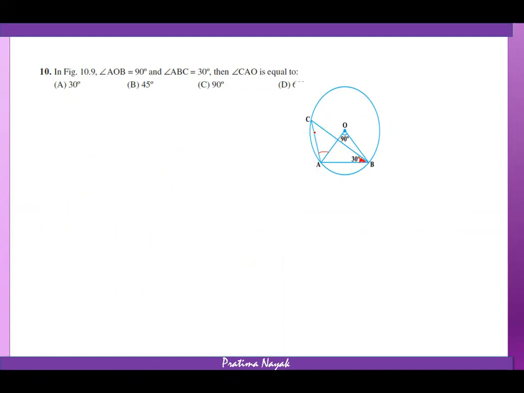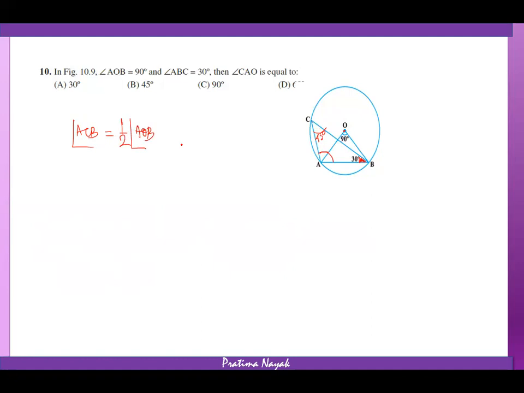CAO. Can I get this one? ACB will be half of 90 degrees because this is the angle at the center and the angle on the circle. So this will be 45 degrees. ACB, I'll get 45 degrees. Next, if this angle is 30 degrees and this is 45, I can get this one easily. So this is the concept: angle ACB is equal to half of angle AOB.